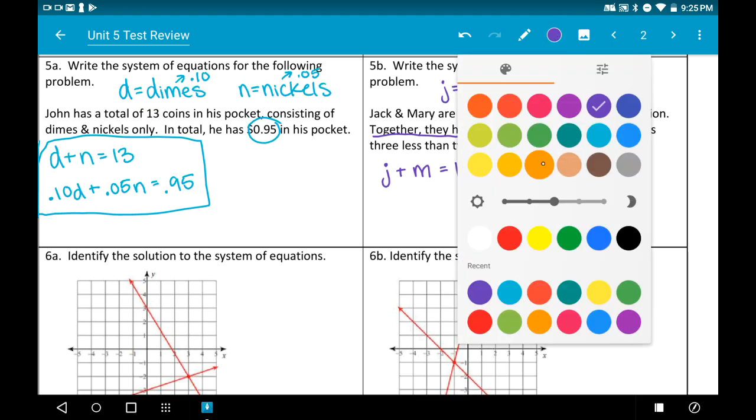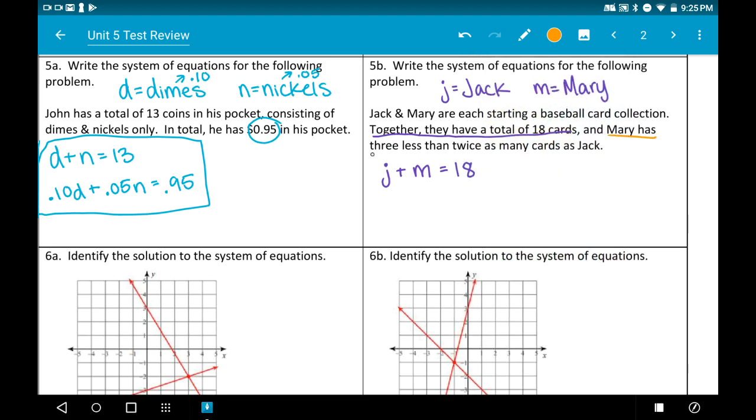Now for the second one, the easiest way to think about it for me is we need to figure out who has more to start off. So Mary has 3 less than twice as many cards as Jack. So that means Mary almost has twice as many cards as Jack. So Mary has more here. And what I like to do is whoever has more, that's going to be the variable that I'm going to put by itself. So since Mary has more cards, I'm going to do M equals. So if Jack had more, I would do J equals. Whoever has more, I like to make that the variable that's by itself.